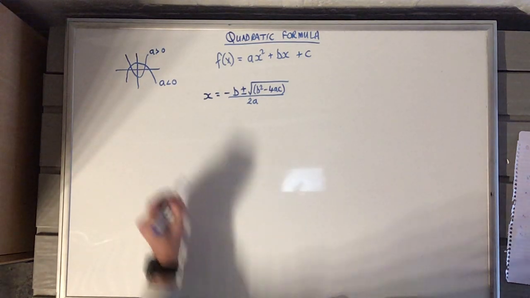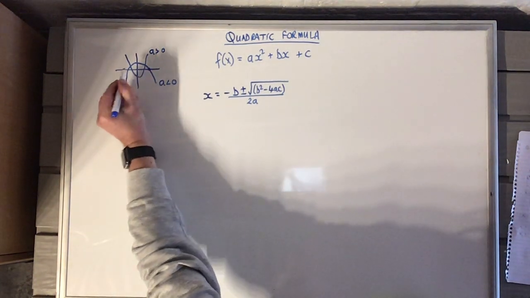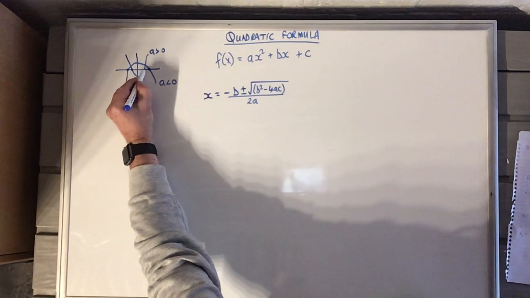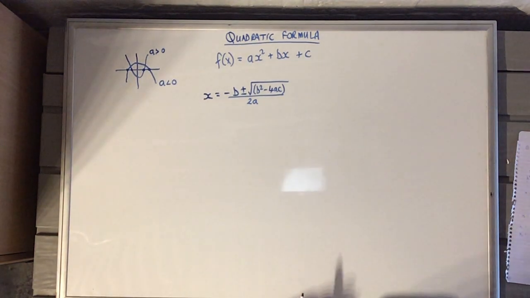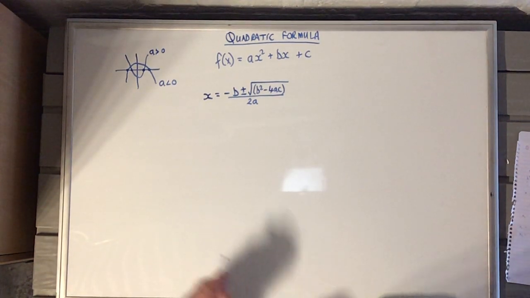So the roots are when it crosses the x-axis. So that's what we're finding when we say we're finding the roots. So it's when it crosses the x-axis. So let's look at an example on how to do that.